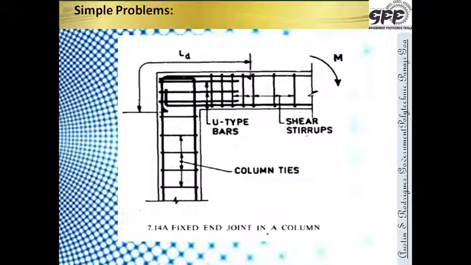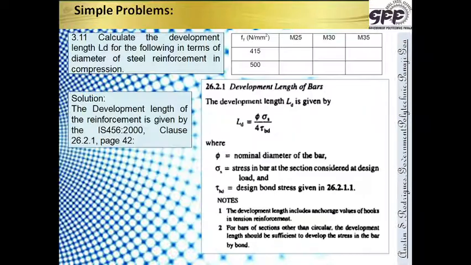Now in SP34 we get another one, the fixed end joint in a column, how the fixed end joint behaves. So if you see over here, this reinforcement continues further, the development length starts from here and goes on up to here. So that is what is important. And for a fixed end joint in a column, there are U type bars which are provided over here. And see that the bottom reinforcement continues like this further. So that's the way we give the detailing of the beam column junction.